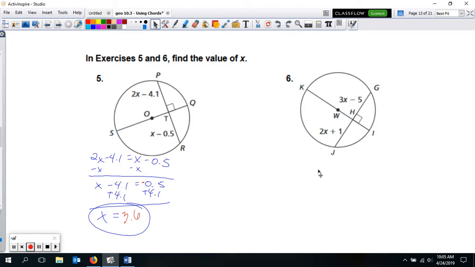Problem 6, we have the same situation happening. So here's just another one, same exact thing. We're just going to set those equal to each other. Why don't you go ahead and stop the video and try that problem, and you should be able to find the value of x on your own.